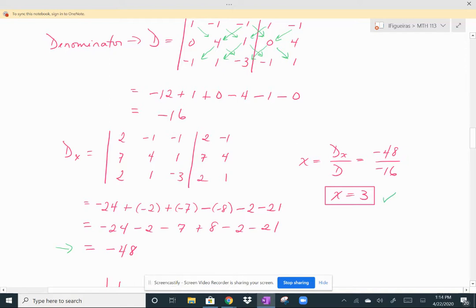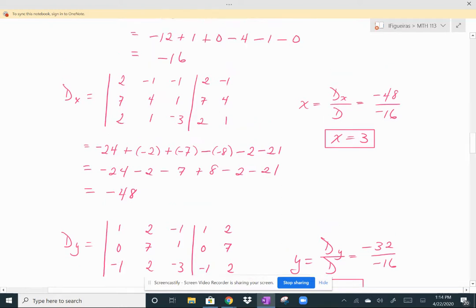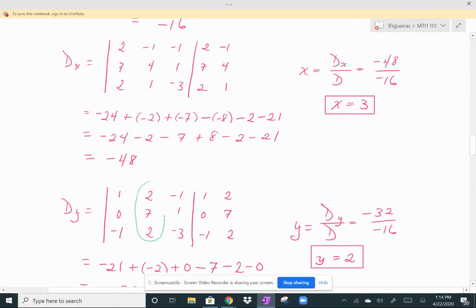Okay, so I'm going to repeat the process for y, but remember, to solve for y, I only have to do the numerator because my denominator will still be -16. So let's do the y. When you're computing the y, the first column and the third column should look exactly like your denominator. That part stays the same. The part that changes is column 2. Column 2 gets replaced with the constants, the numbers to the right of the equation.